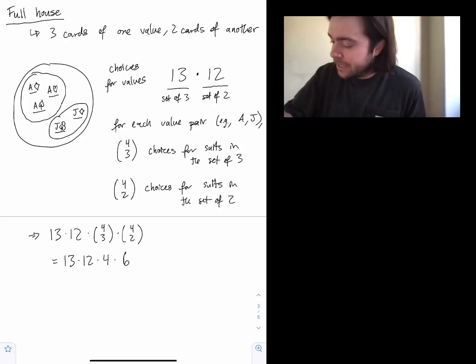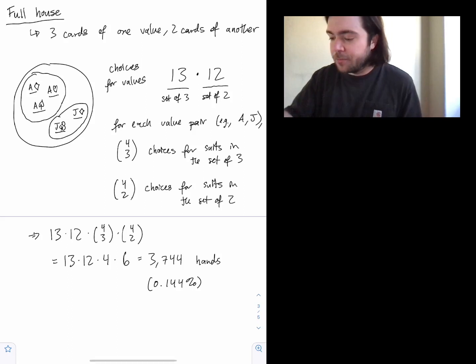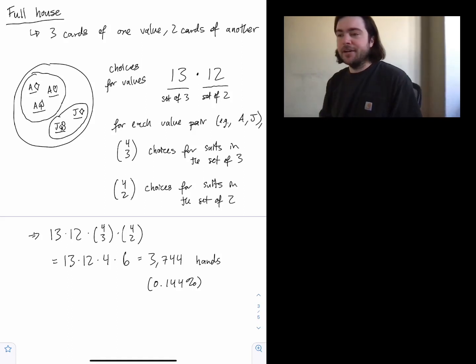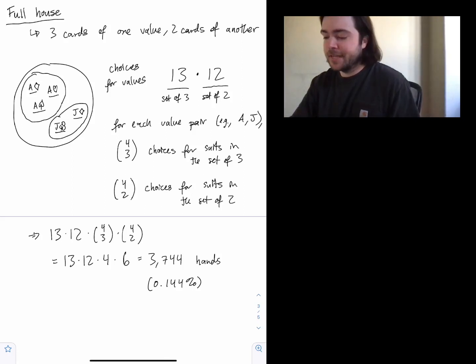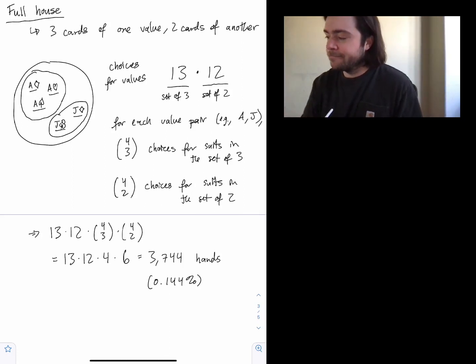Okay, and that number happens to be 3,744 different hands. Okay, and that turns out to be 0.144%. So your probability of getting dealt a full house is just 0.144%. So it's still quite a rare hand.